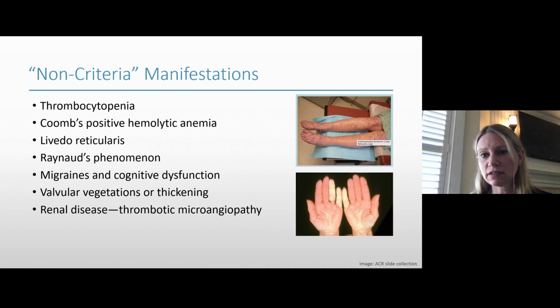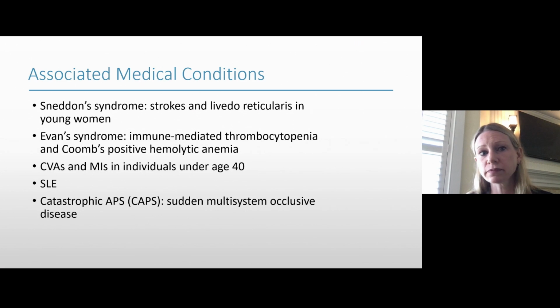So there are also non-criteria manifestations. These are manifestations of antiphospholipid syndrome that are not part of the criteria for diagnosis, but are common. And these include thrombocytopenia, Coombs positive hemolytic anemia, livedo reticularis, which you see an image of over at the upper right-hand side, Raynaud's phenomenon, and here's an image of this on the lower right-hand side, migraines and cognitive dysfunction, valvular vegetations or thickening, so this is Libman-Sacks endocarditis, or renal disease, including particularly thrombotic microangiopathy.